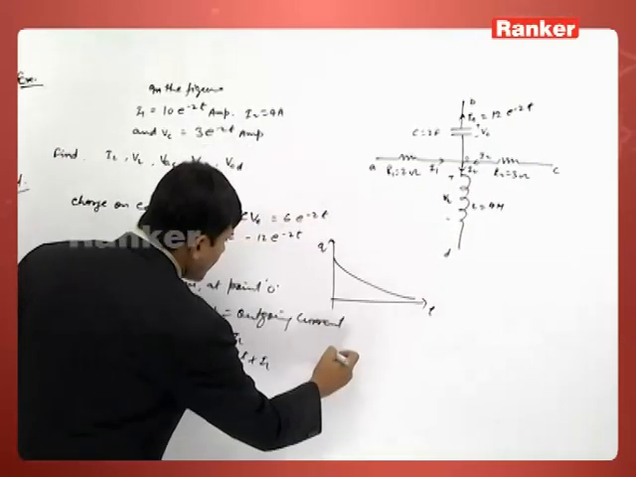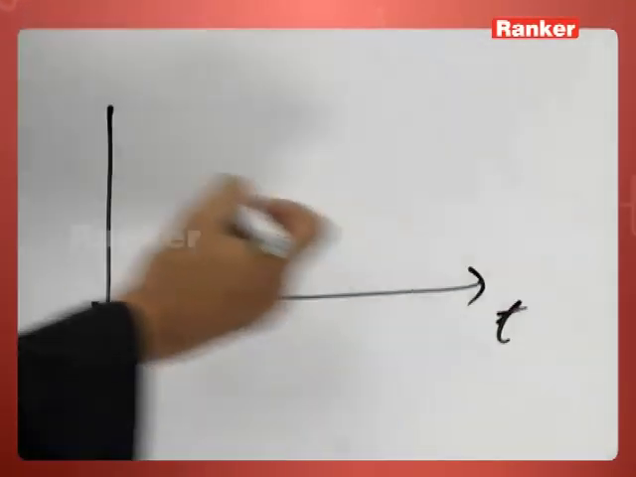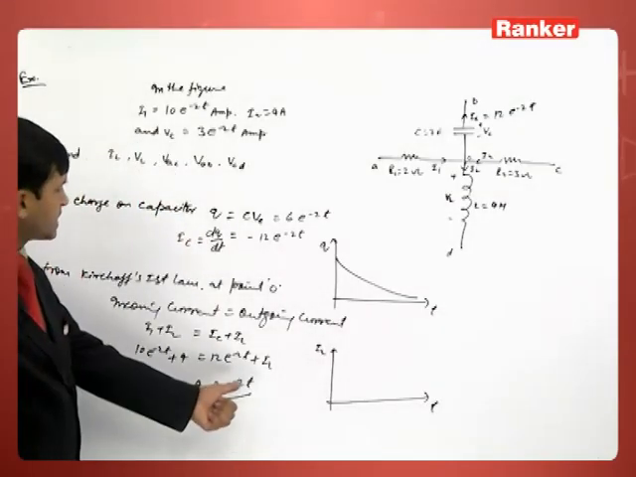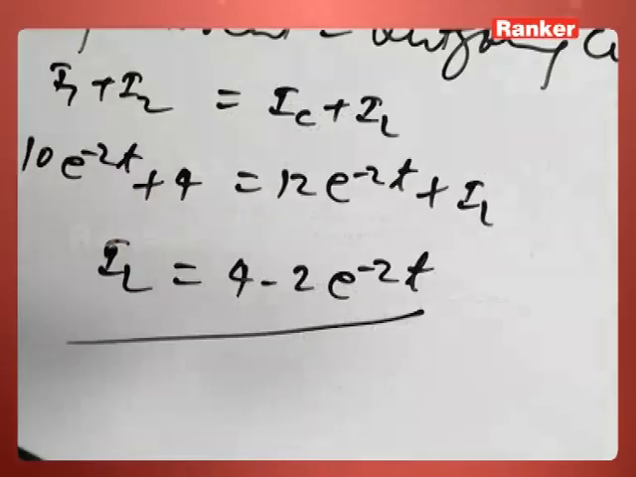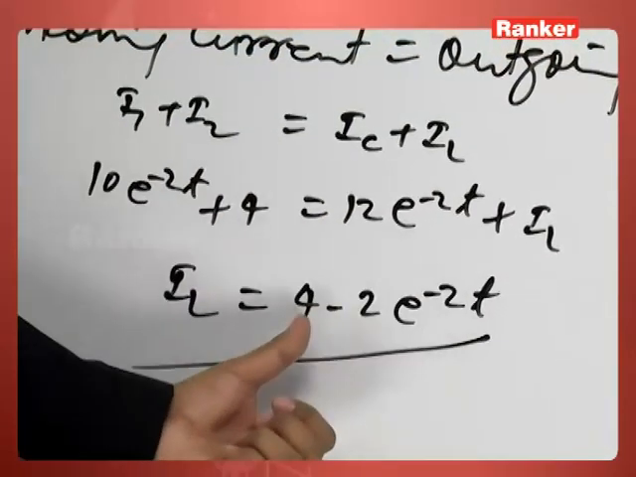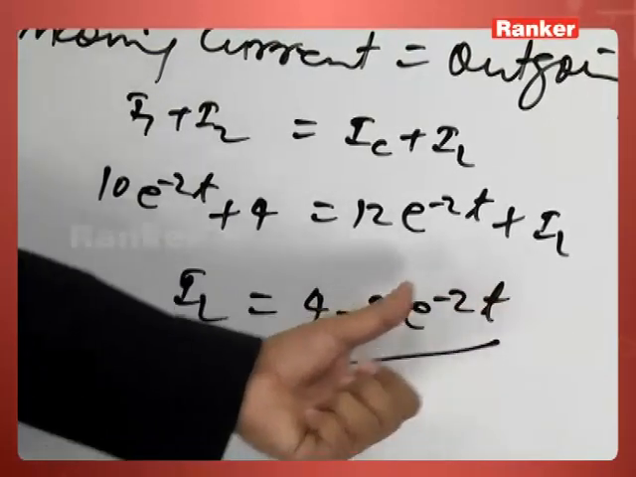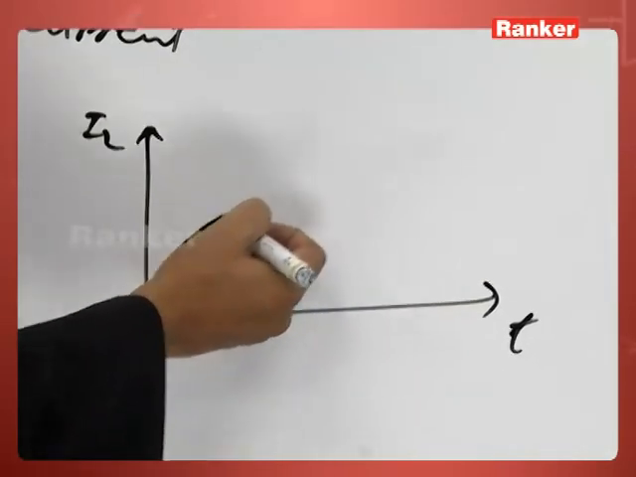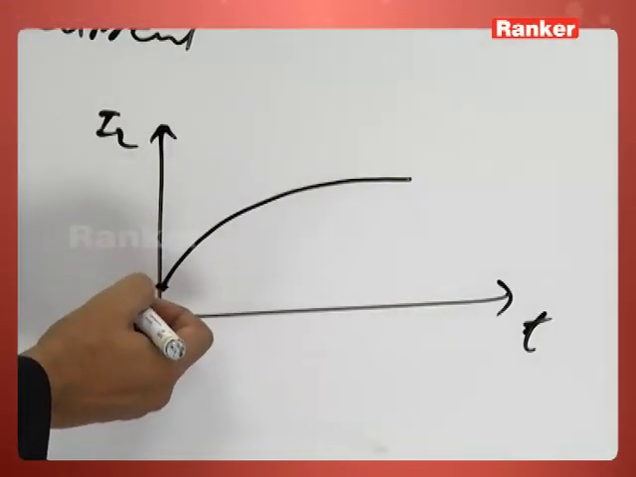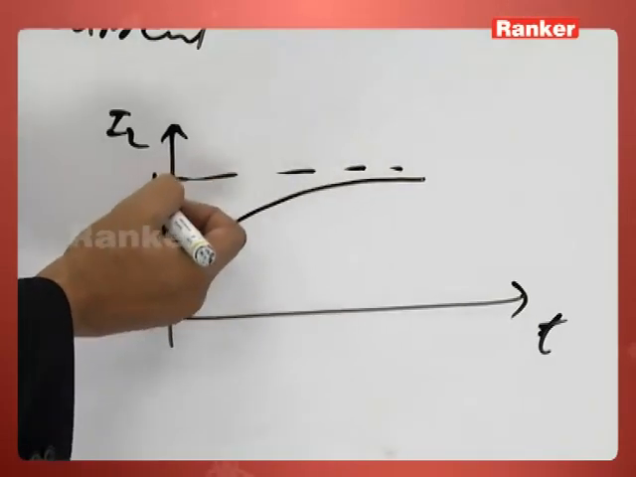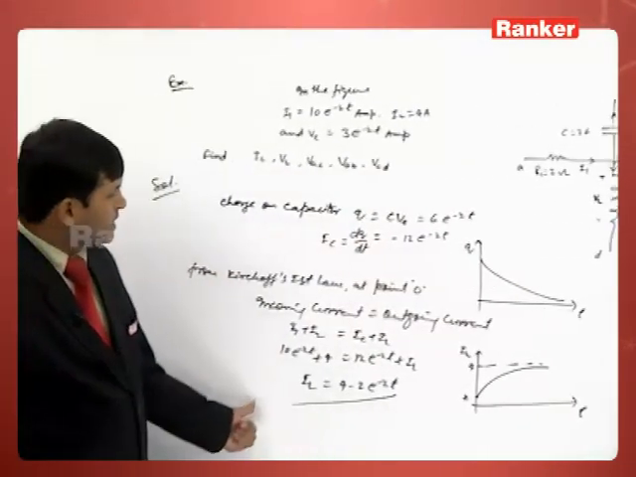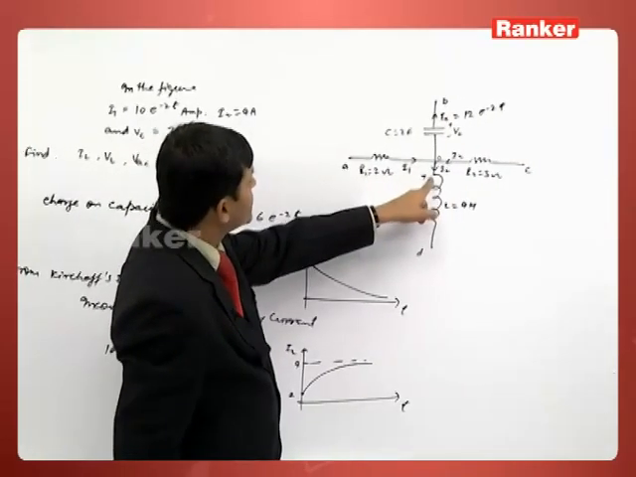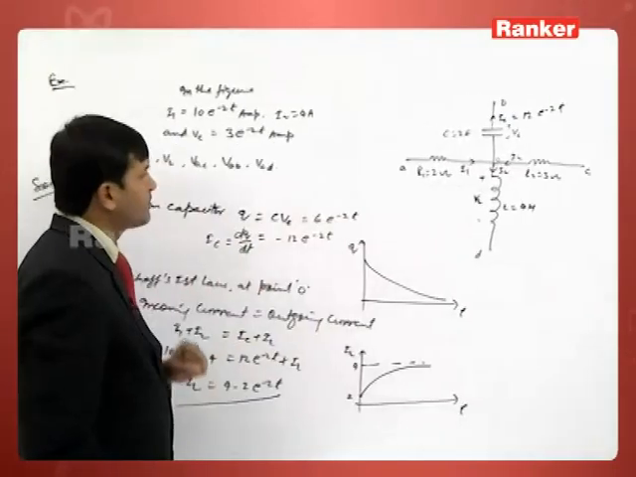Now, if I plot a graph of IL versus time, at t equals 0 the current will be 2 ampere, and at t equals infinity the current is 4. So we will have this type of graph, from 2 to 4. We can say the current here is increasing, so the polarity we have found is exactly correct.